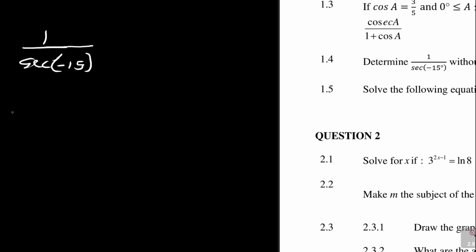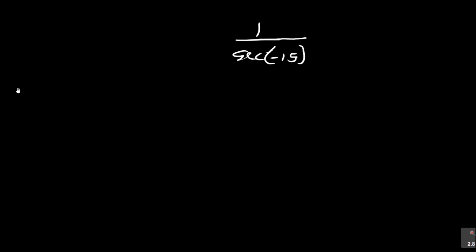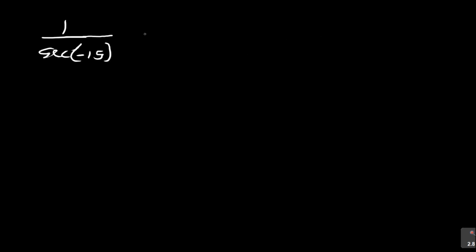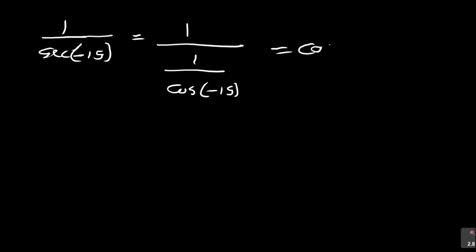So first I need to remind myself of these negative angles and what sec is. Remember, sec is 1 over cos, so before taking care of that negative, sec is the same as 1 over cos negative 15. So 1 over that is that. And you must remember, cos negative 15 is positive cos.